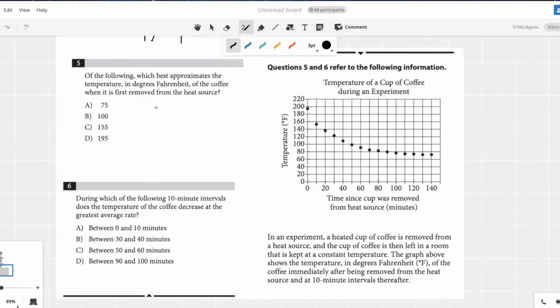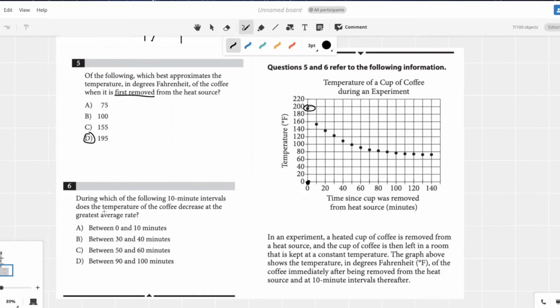So number 5, of the following choices, which best approximates the temperature in degrees Fahrenheit of the coffee when it is first removed from the heat source? The phrase first removed implies that we're looking for the initial temperature, the temperature of the coffee cup right after it was removed from the heat source. That will be at time t equals 0. So we just need to look at the point at time t equals 0, which is up here. This point on the y-axis is close to 200. Looking at our choices, D makes the most sense, because it's pretty close to 200, but not quite there.